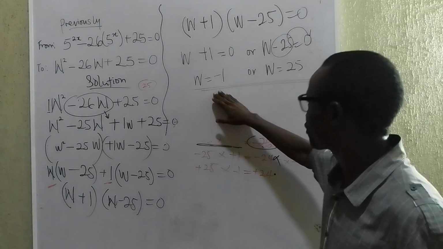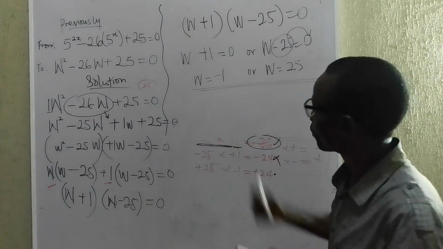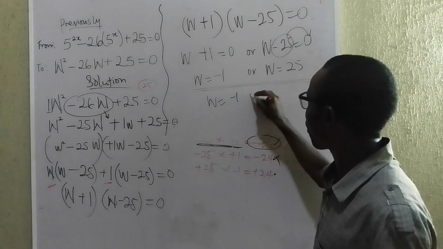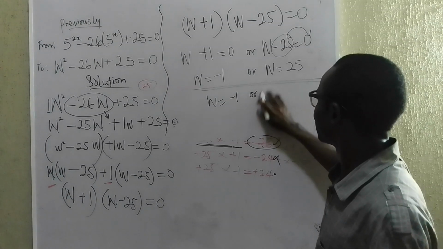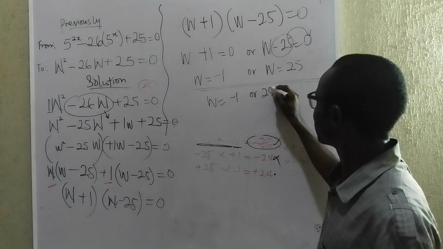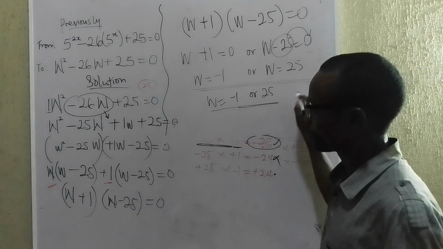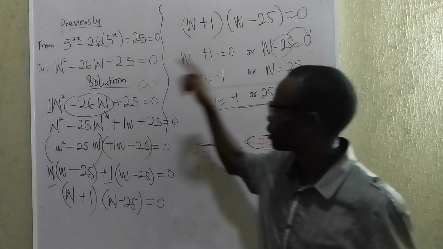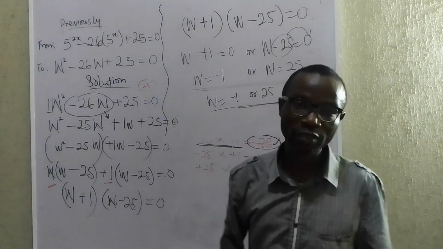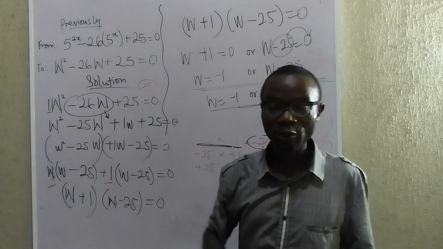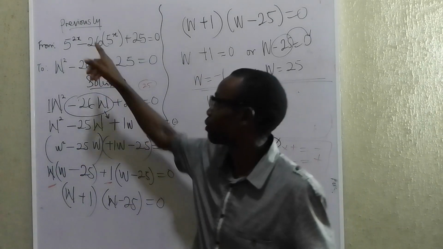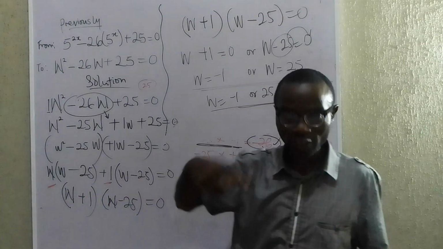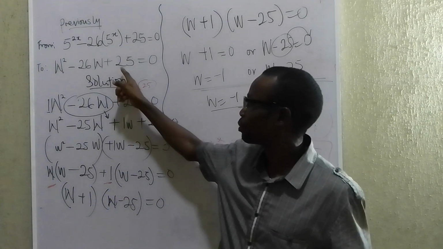Now, we've done this, we've found the root of the equation. In other words, W is equals to minus 1 or 25. These are the roots. In the next video, we're going to move from W and take it back to X, so we'll find the value of X. I want you to stay tuned. Watch the previous video to know how we arrived from this place to this place, and watch the next video to see how we move from here to the answer.